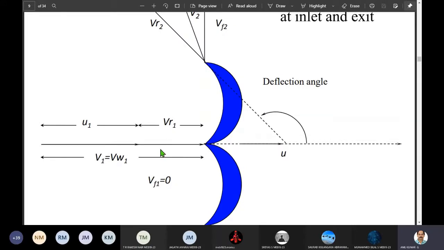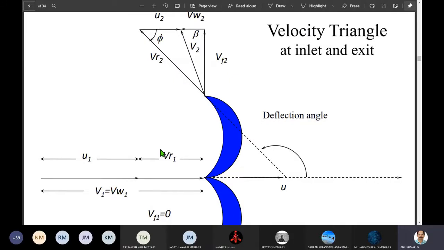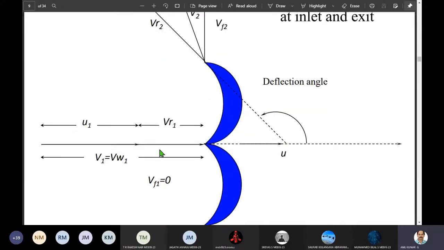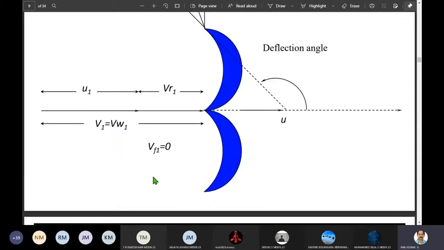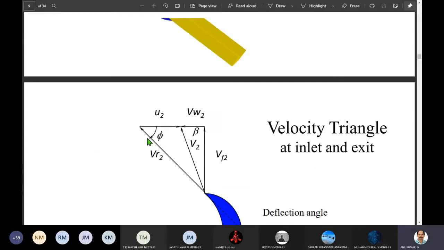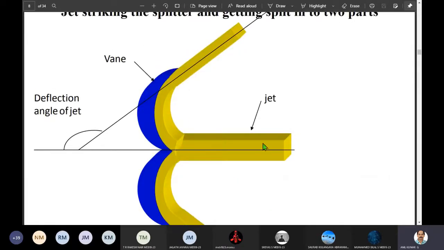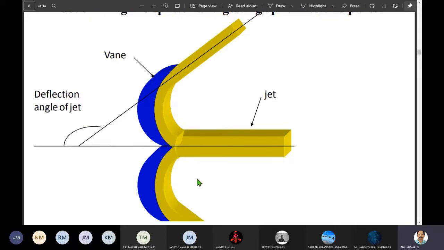That's what, for obvious practical reasons, which we'll explain later. And this is the velocity triangle that I will explain later. Okay, because we'll study this in detail. But for the time being, this is how the water comes in. But remember, a cylindrical jet issued from the nozzle gets deflected both ways.